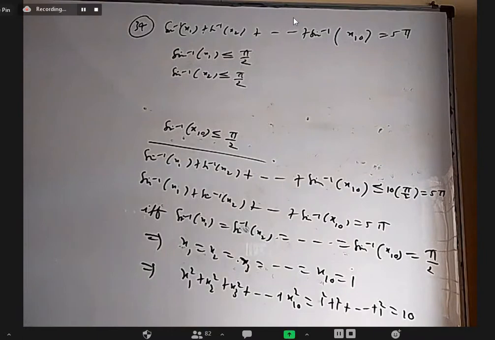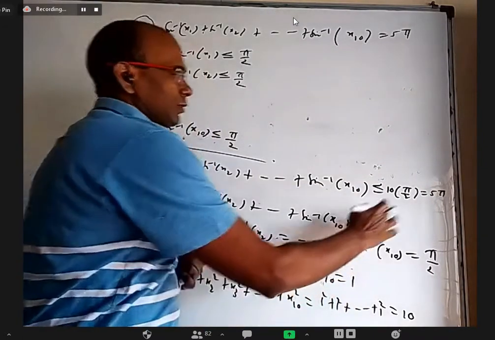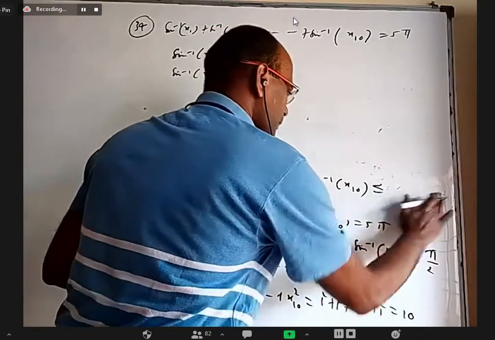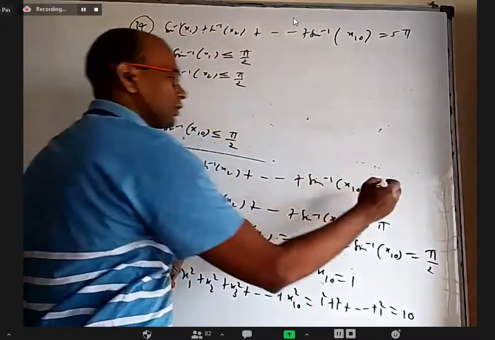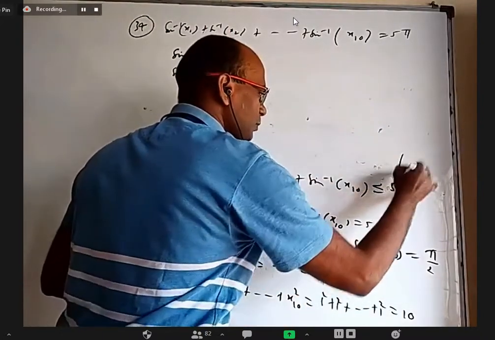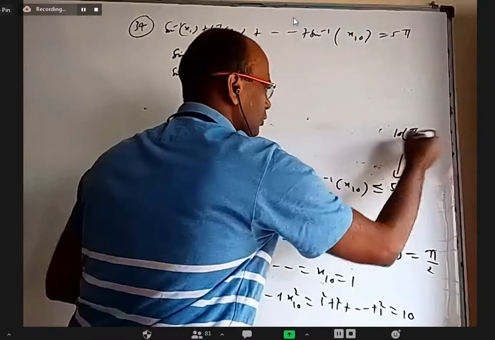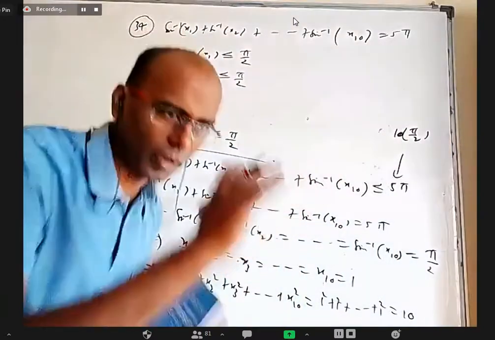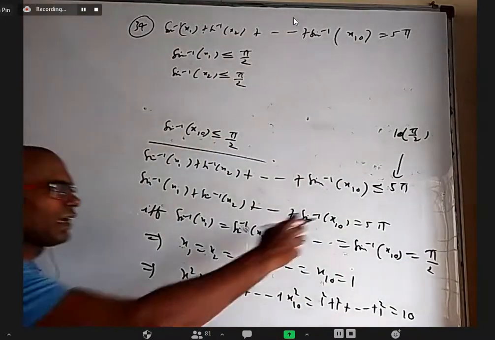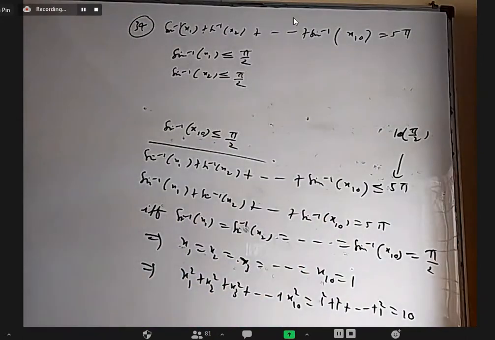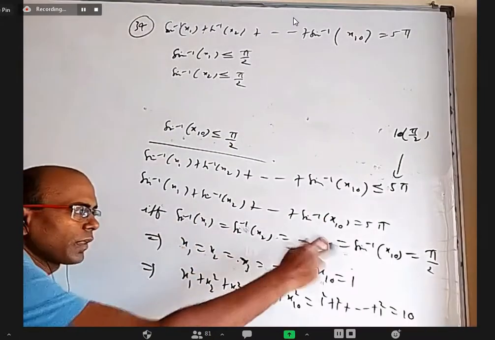It is not equal to here. What I'm saying is this itself is 5 pi. How did I get that 5 pi? From 10 times pi by 2. This is actually less than or equal to 5 pi. But when will equal to happen? That is only possible when all of them are pi by 2.